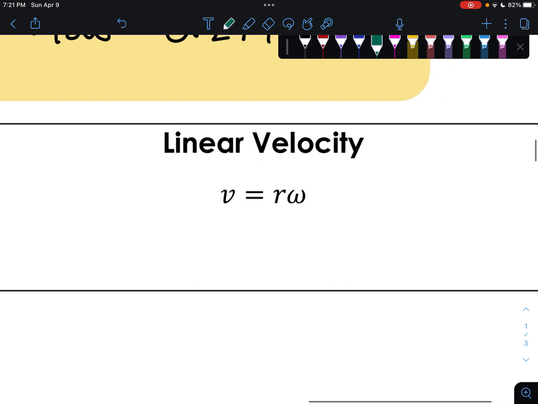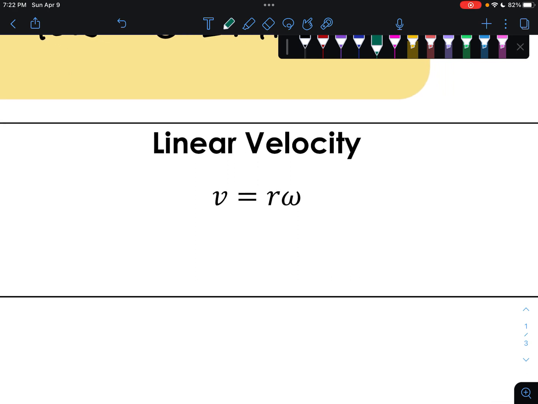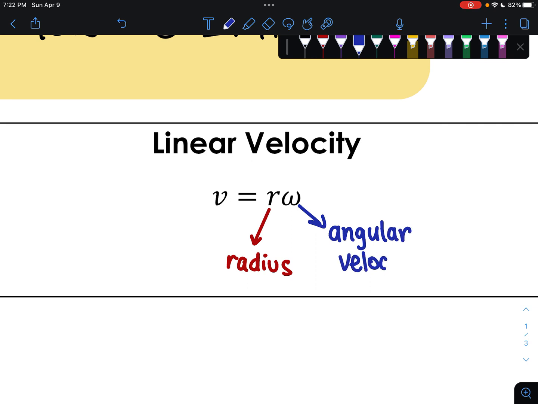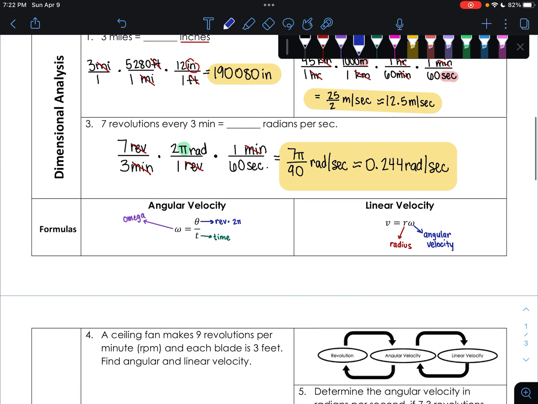When we go to linear velocity, linear velocity uses the v, and then it's r times omega. Omega is what we get for angular velocity. And then we have r, which is going to be whatever the radius is that we're given. And again, this right here is our angular velocity. So this next part that we're going through is super important, but these are the formulas that we're going to be dealing with throughout the rest of this video.